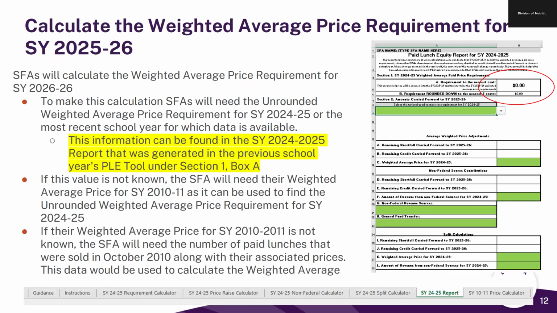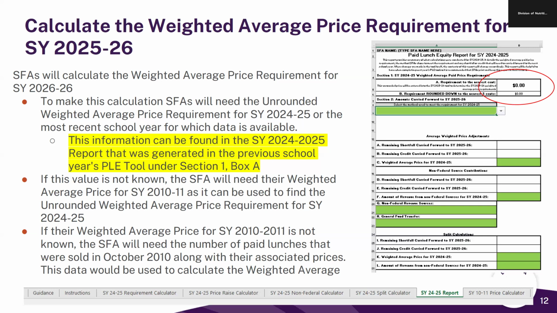So let's get started. To begin, the SFA will calculate the weighted average price requirement for school year 25-26. To make this calculation, you will need the unrounded weighted average price for school year 24-25, or the most recent school year for which the data is available. This information can be found on your 24-25 PLE tool report tab that was generated on that previous year's PLE tool. It's under section 1 in box A. I have it circled here on the screen, and this is a screenshot from the 24-25 tool.